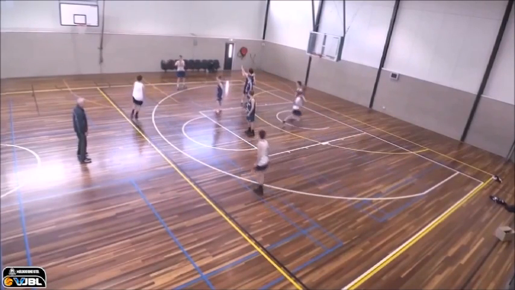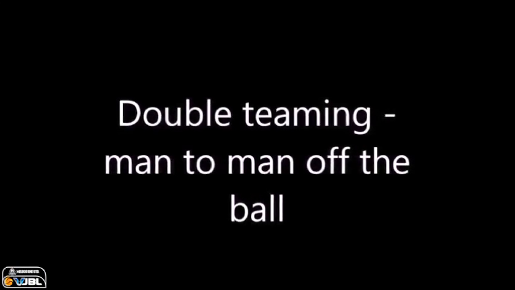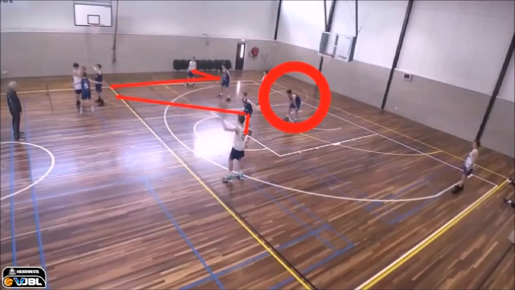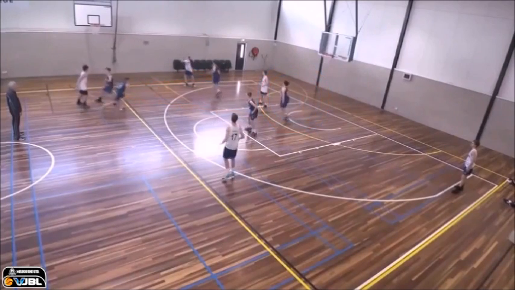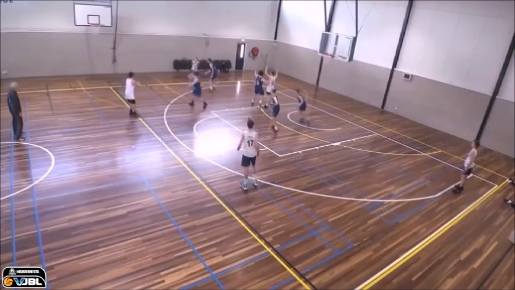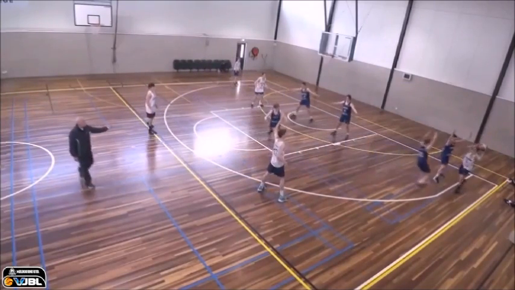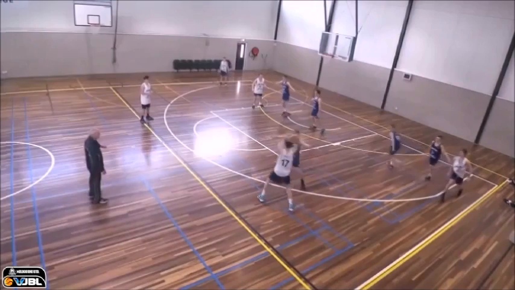In this video we're going to look at good man-to-man defence when teams are also looking to double team the ball. You can see here we have a double team on the ball. The 2 closest players to the ball are playing man-to-man on their player. The 5th player is looking to guard the 2 open players. Again here, good double team set. Closest guy is guarded.